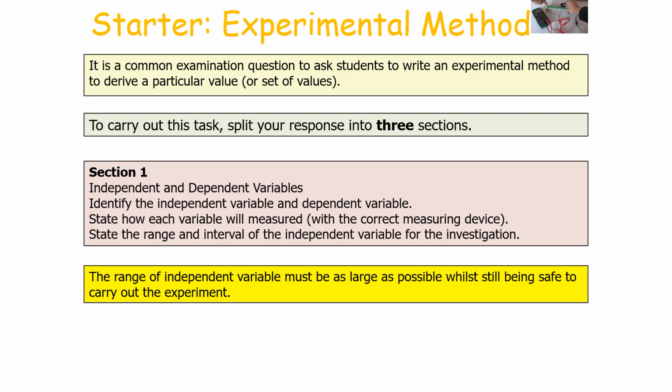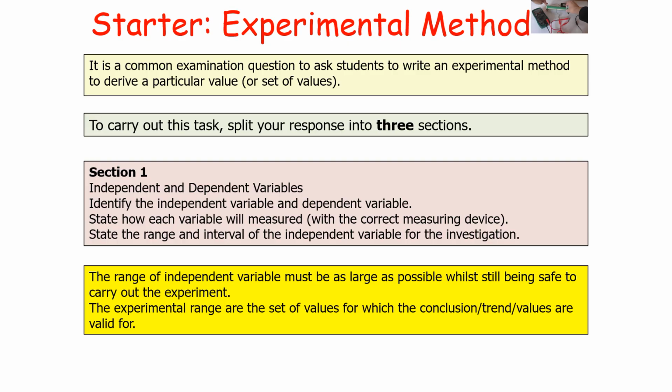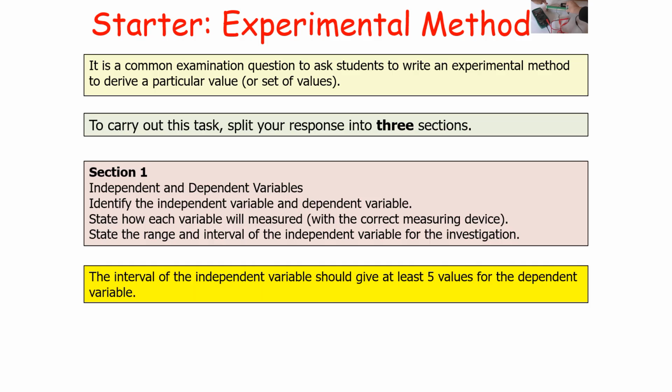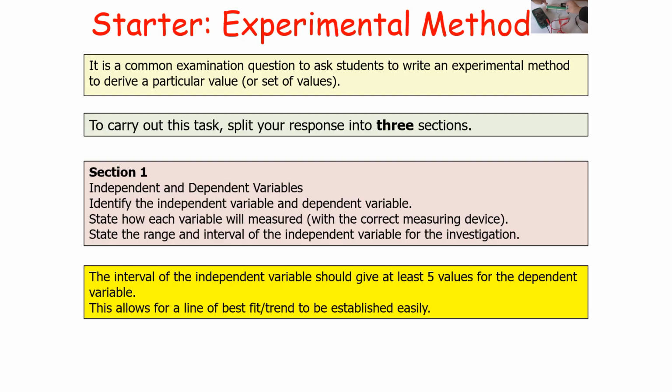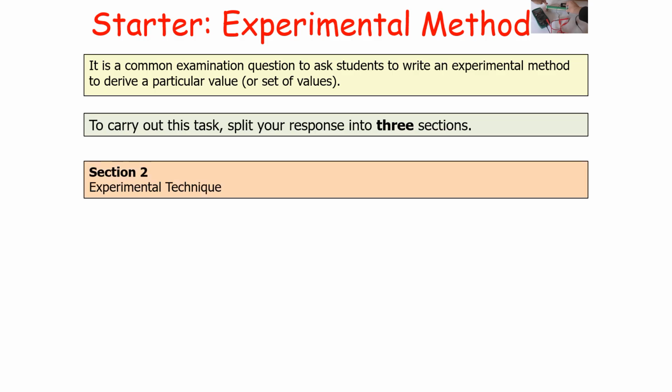Now always remember that the range of the independent variable must be as large as possible while still being safe to carry out the experiment, and that the experimental range is the set of values for which the conclusion, the trend and the values are valid. Now the interval of the independent variable should give at least 5 values for the dependent variable. This would allow for a line of best fit and a trend to be established easily with the data that you have accrued.